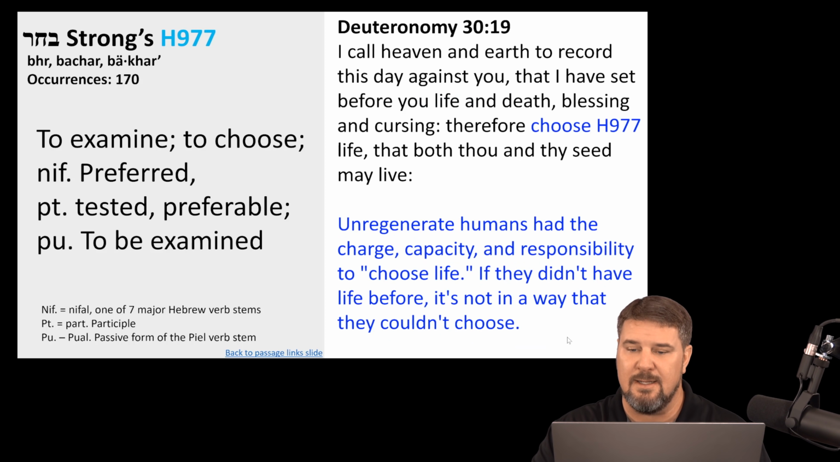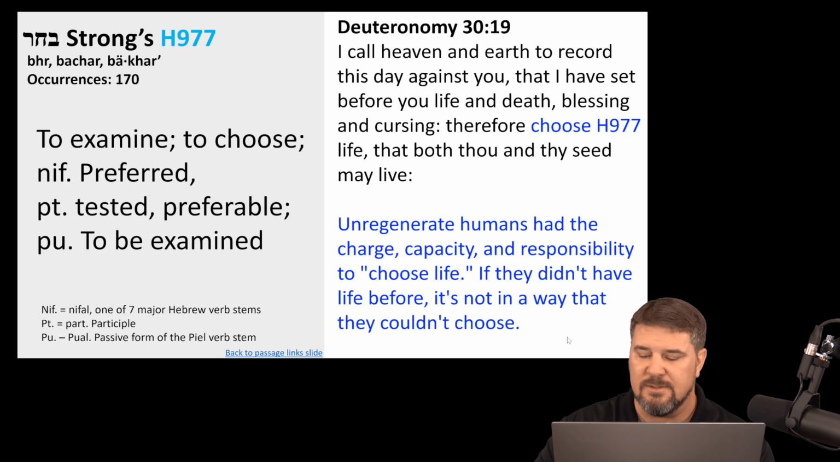Deuteronomy 30:19, I call heaven and earth to record this day against you that I have set before you life and death, blessing and cursing. Therefore choose life, that both thou and thy seed may live. So unregenerate humans had the charge and capacity and responsibility to choose life. If they didn't have life before, it's not in a way that they couldn't choose. So they clearly were told to choose life here.